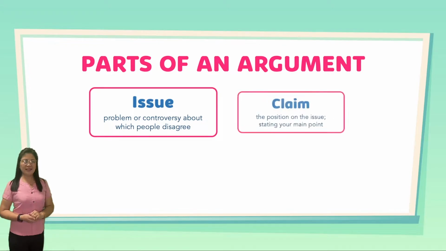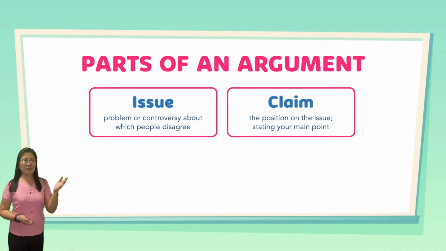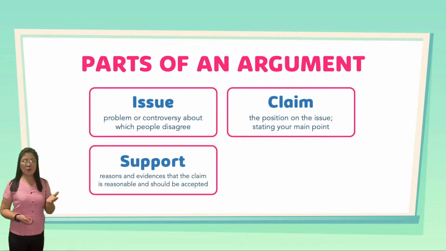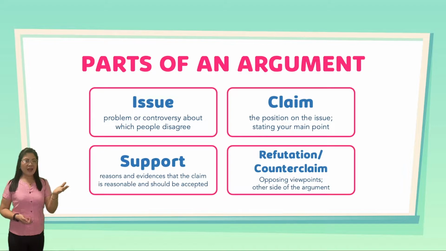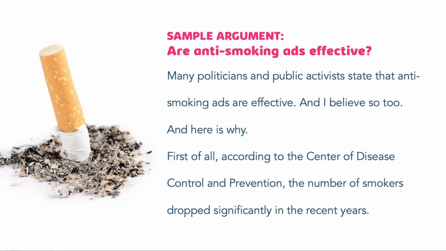Next, claim. The position on the issue stating your main point. Next, support. This is the reason and evidence saying that the claim is reasonable and should be accepted. Next is refutation or counterclaim. This is the opposing view or the other side of the argument. I'll be presenting a sample argument and let's read through it.